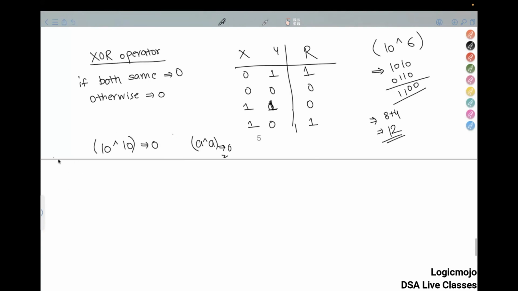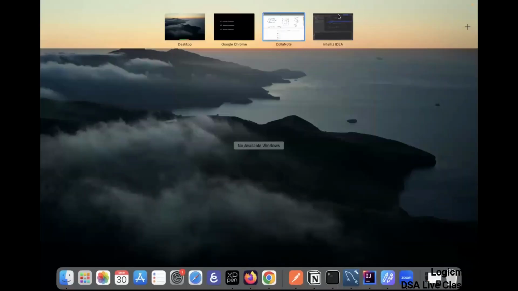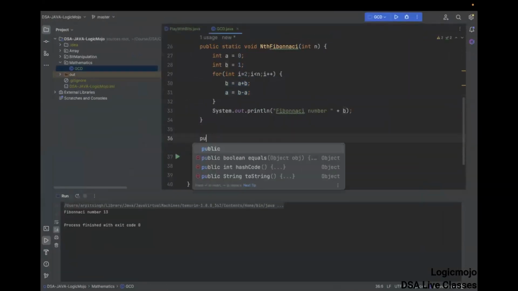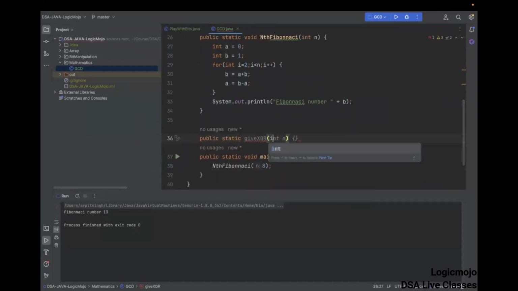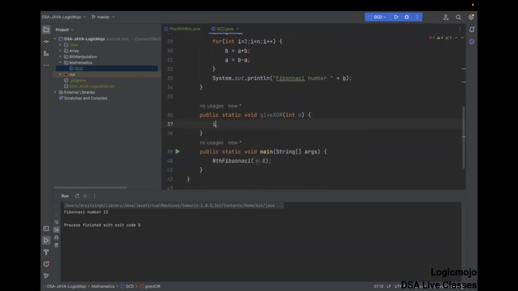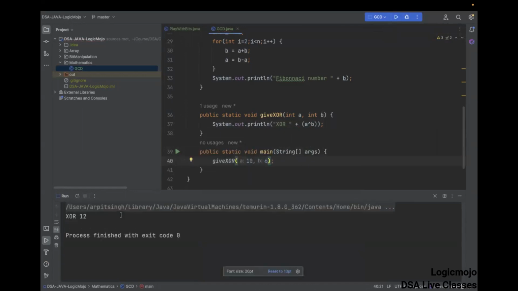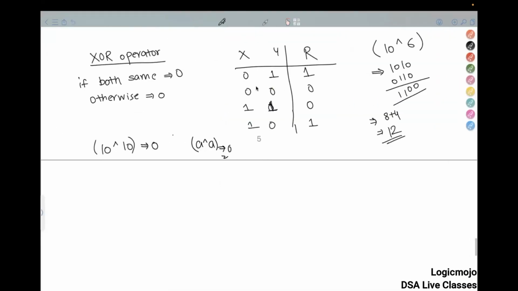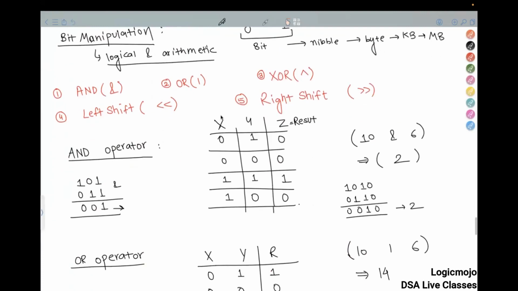Simple. If you are doing this in code, you simply use the symbol that we have. Consider A and B, and you simply do A XOR B. We have done it for 10 and 6, so we'll get 12. We don't have to do this manually in code. I'm just explaining this so that you know how XOR actually works internally.